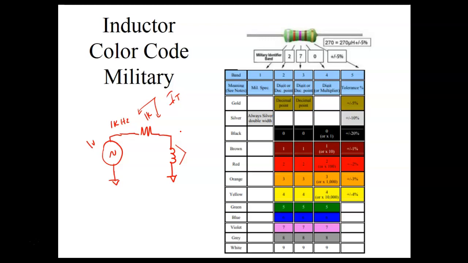Just like that, we could use the same circuit to check a capacitor, but you have to have that 1,000 hertz. 1,000 hertz is good, but if you've got any type of oscillator, you could do that. You could use 60 cycle, but that's not good because that's high current out there, guys.